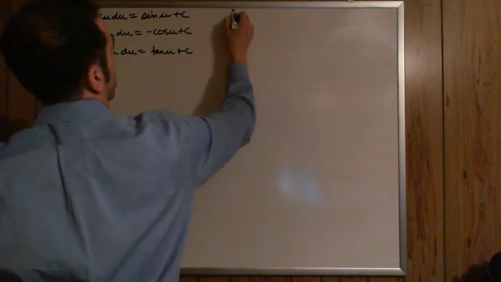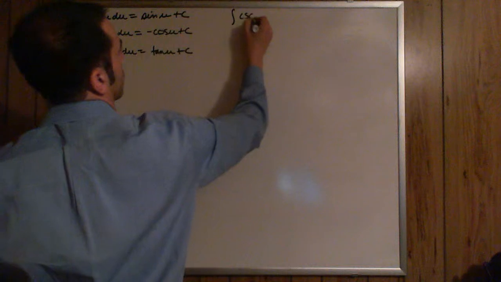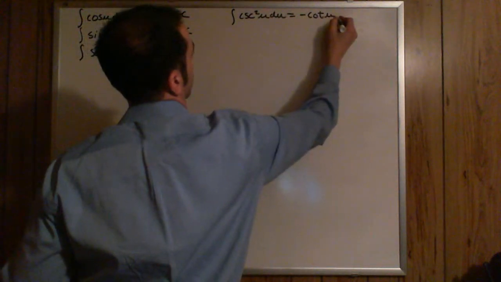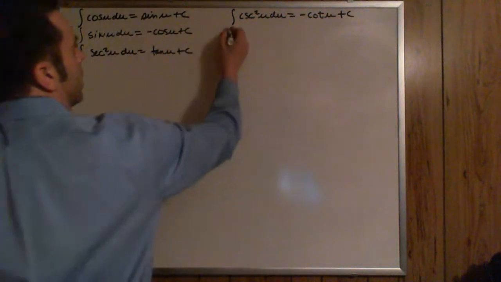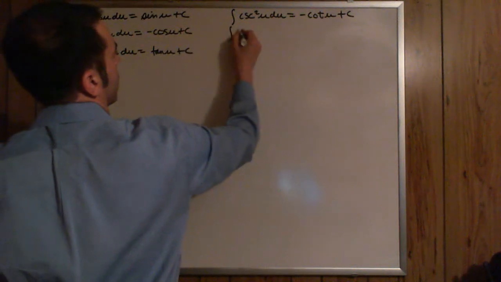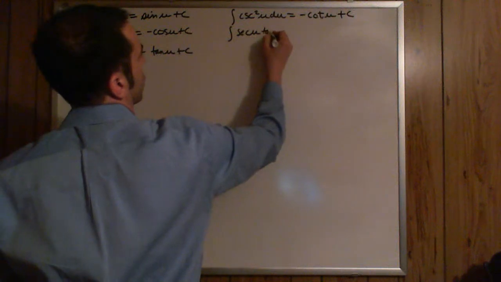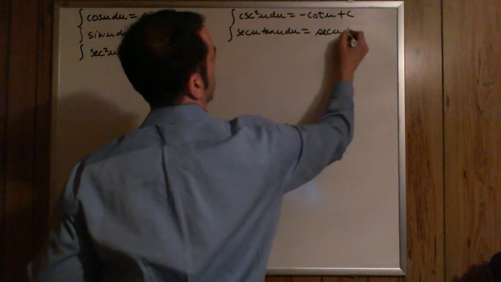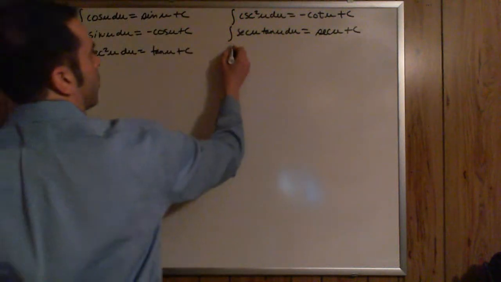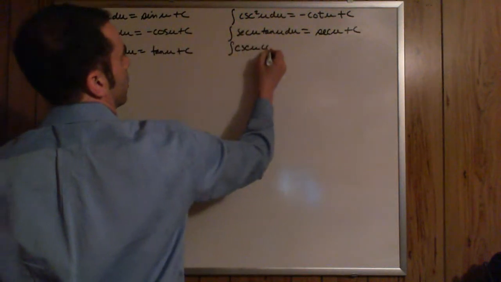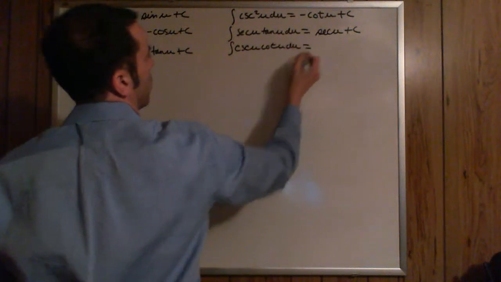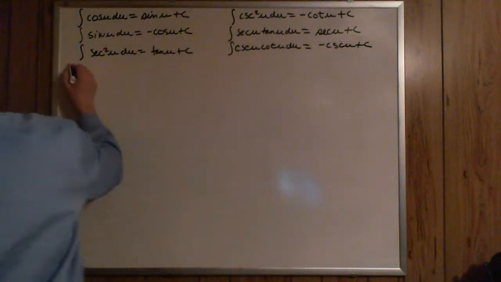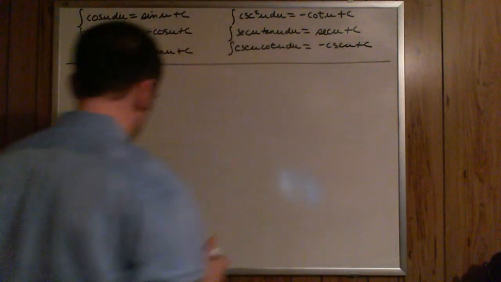Over here we have the indefinite integral of cosecant squared u du, which would be negative cotangent u plus c. The indefinite integral of secant u tangent u du would be equal to secant u plus c. And the indefinite integral of cosecant u cotangent u du would be equal to negative cosecant u plus c. So we'll keep those handy throughout our examples.